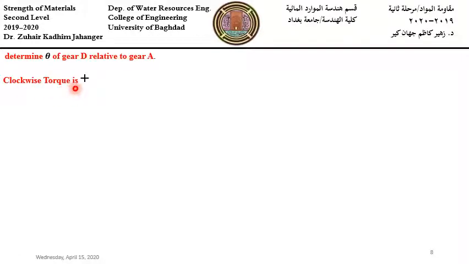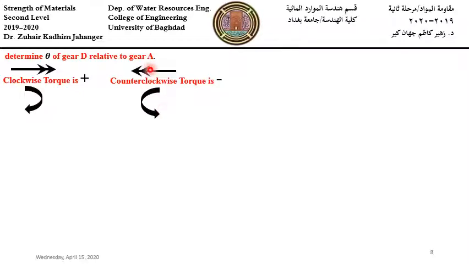Clockwise torque on the gears is plus, like this, any clockwise plus, or this double-headed arrow in this direction. Otherwise, counterclockwise torque is negative. This is counterclockwise, or the double-headed arrow from right to left. So we need to draw the torque diagram from gear D to gear A as required.